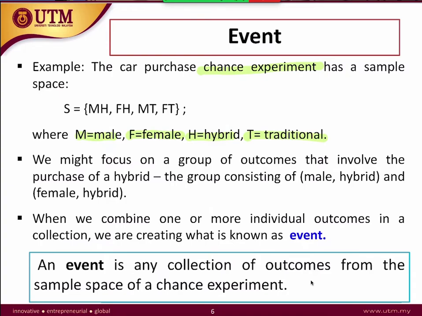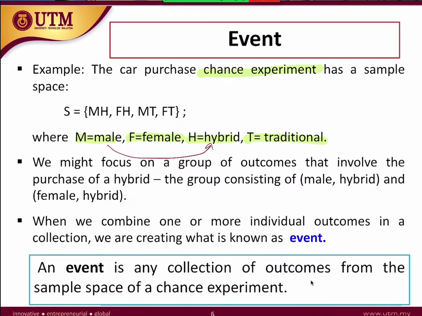Our sample space is the possible outcomes that we might get from our chance experiment. The first one is a male purchasing a hybrid car. The second sample space is a male buying a traditional car. The third is a female buying a hybrid car, and another one is a female buying a traditional car. So we have 1, 2, 3, 4 sample spaces in this car purchasing chance experiment.